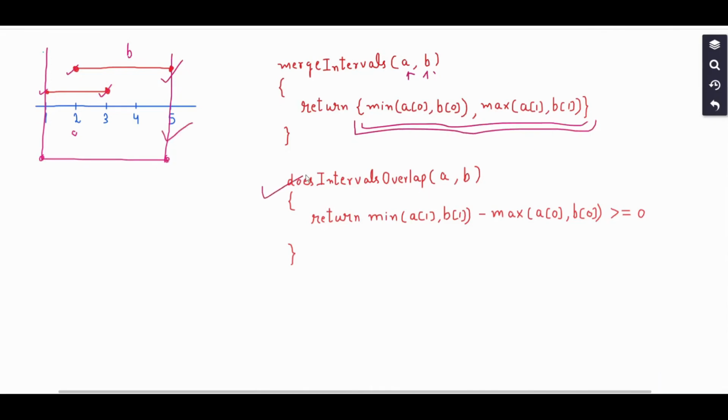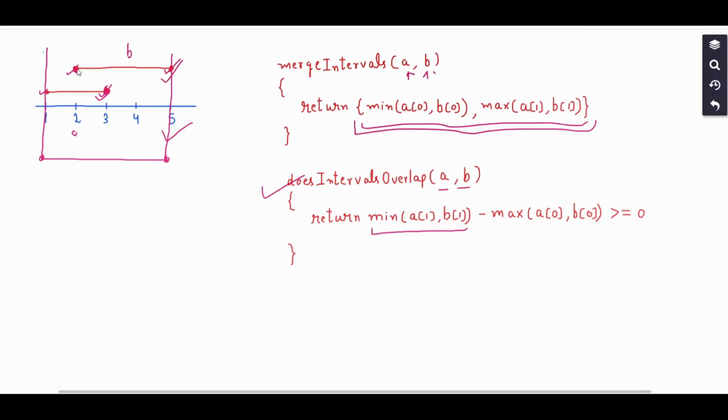Then this is the boolean function which is used to check if these two intervals A and B overlap or not. So here what we do is we take the minimum of the ending points of these intervals, that is the minimum of these two points, which is this one, and the maximum of the starting points of intervals A and B, which is this one.